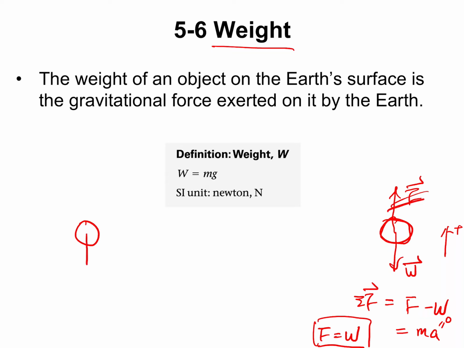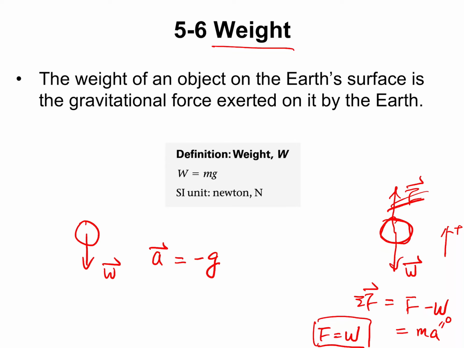Then you look at the free body diagram. The object only has one force, that is weight. And what happens to the object? You know the object will move down with acceleration, and that acceleration we already know. That acceleration is negative g. It's a free fall, okay?